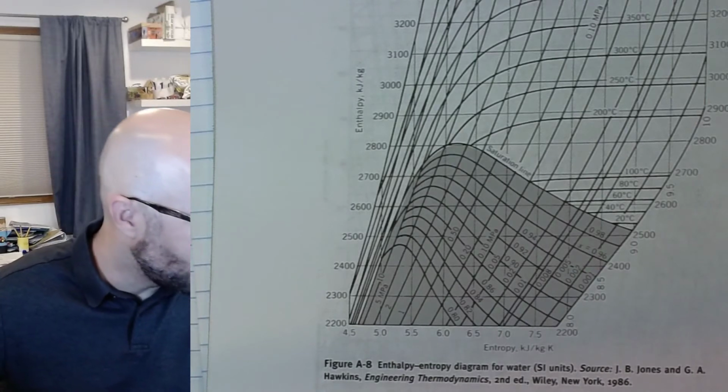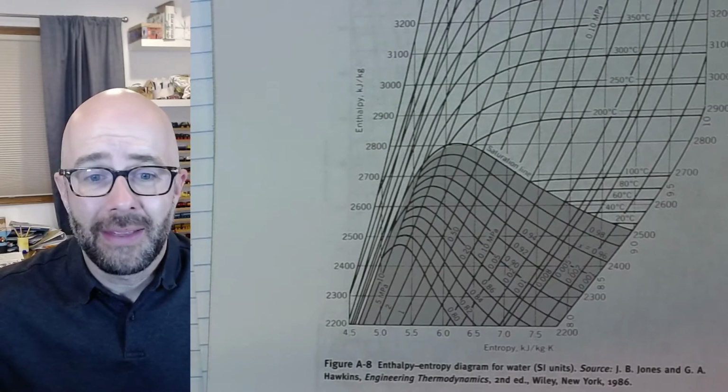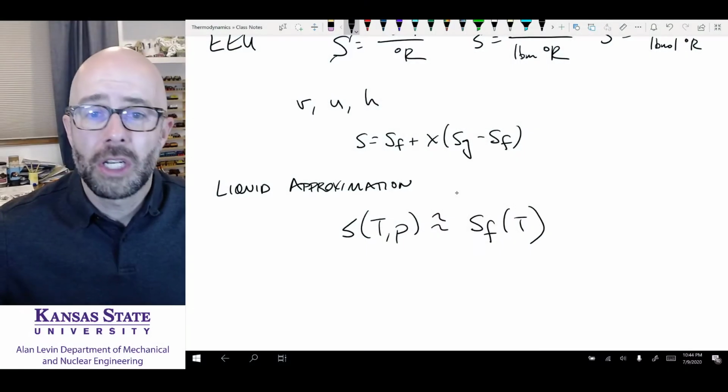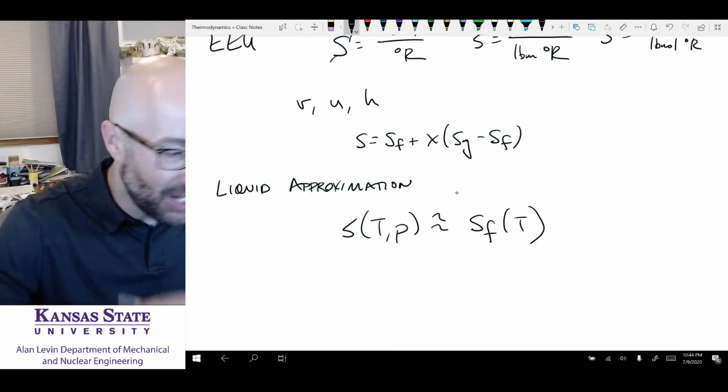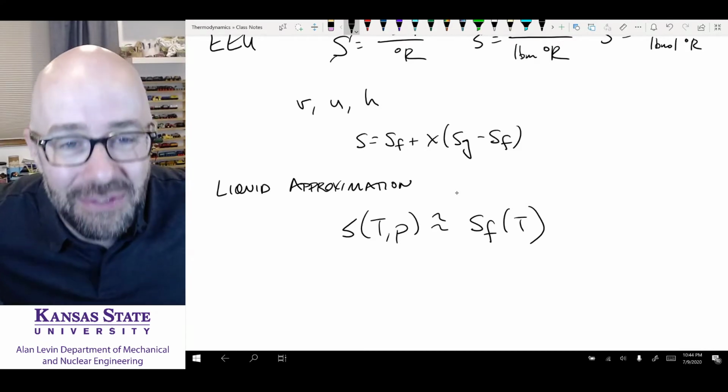So figures A7 and A8, that's what you'd use those for. We're not going to use them in this class, like I said, but I want you to be aware of the Mollier diagram. The Moody chart is about friction factor in pipes, and that's in fluids.